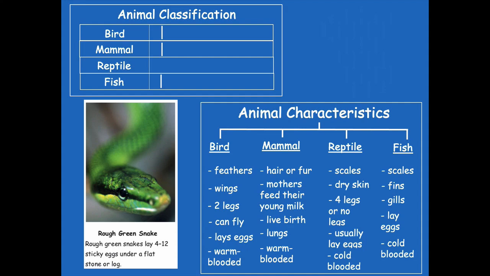Rough green snakes lay 4 to 12 sticky eggs under a flat stone or rock. Ugh, gross. Sorry for all of you snake lovers out there, but I am not one of them. So let's get through this one quick. Is a snake a bird, a mammal, a reptile, or a fish?